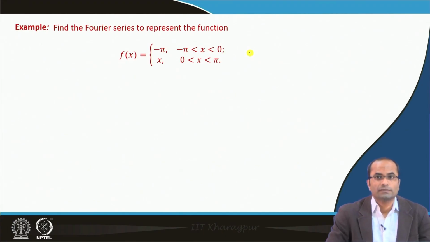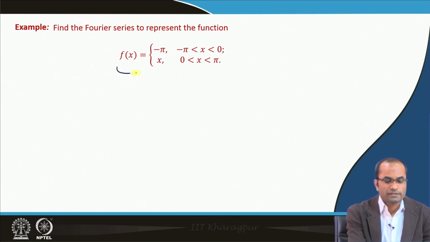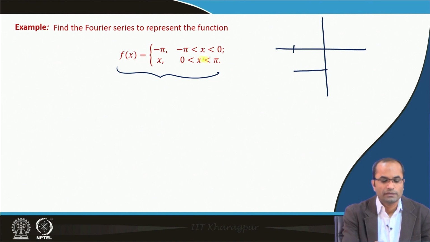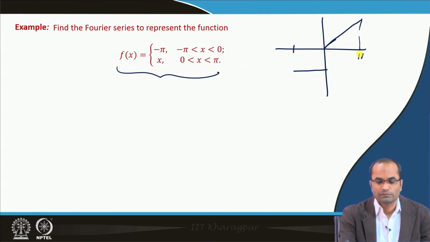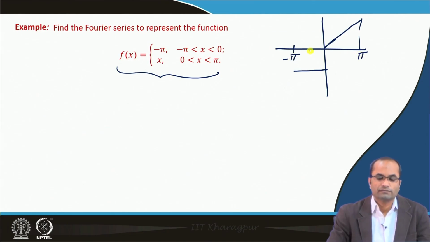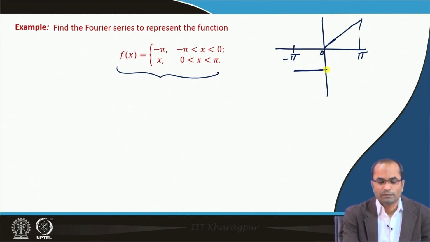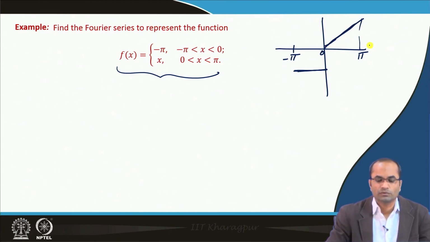Now, some examples. The first one, we want to find the Fourier series to represent this function. For instance, f(x) is given as minus pi in the range minus pi to 0. So, this is the function, and then from 0 to pi the function is given by x. So, this is pi, this is minus pi. So, that is the given function: from minus pi to 0 it is represented by minus pi, and then the function is given by x in the range 0 to pi.